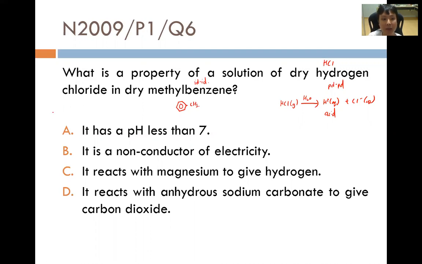It has a pH less than 7. This is false because we already mentioned that it's not an acid. It is a non-conductor of electricity. This is actually true because of the fact that it doesn't ionize, so there are no ions, there are no charge carriers, and obviously there are no mobile charge carriers, so option B is actually correct. It reacts with magnesium to give hydrogen. This is only true if it's an acid and only if it ionizes to form H plus ions, so option C is wrong. It reacts with anhydrous sodium carbonate to give carbon dioxide. This is again true only if it ionizes to form H plus ions. And hence the answer to this question is B.